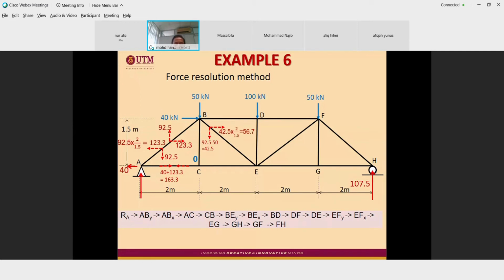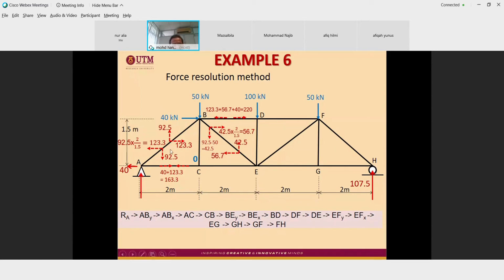And then, by ratio, the horizontal is equal to 42.5 times 2 divided by 1.5, which is 56.7. 2 divided by 1.5 is equal to the tangent of this angle. Now when you know this force, what is left is only BD, for rigid body equilibrium. Now you can calculate BD.